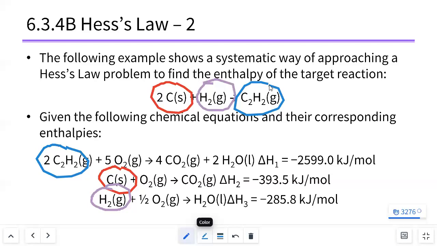The second reaction has carbon as a reactant, which is what I want. But I need 2 of them. This only gives me 1. This third one, perfect. I need hydrogen as a reactant. It gives me hydrogen as a reactant. I need 1 hydrogen. It has 1 hydrogen.